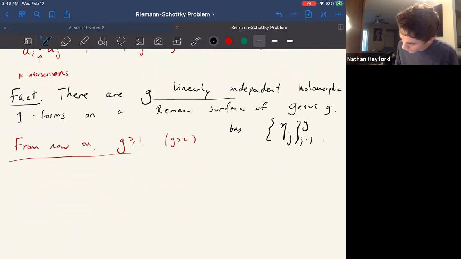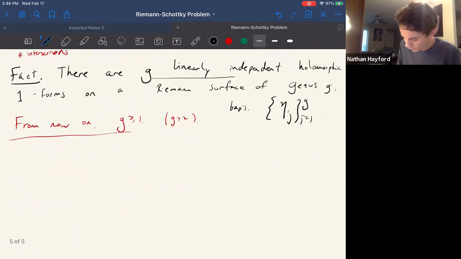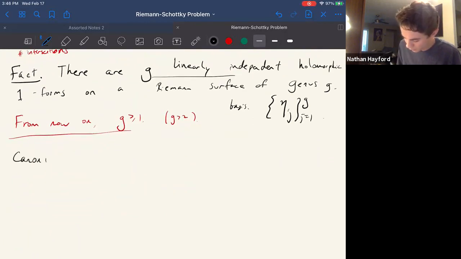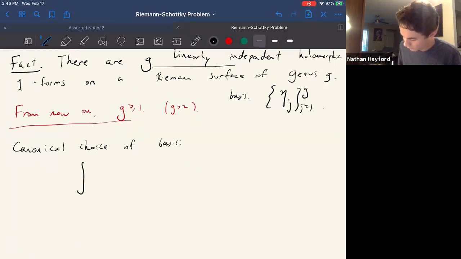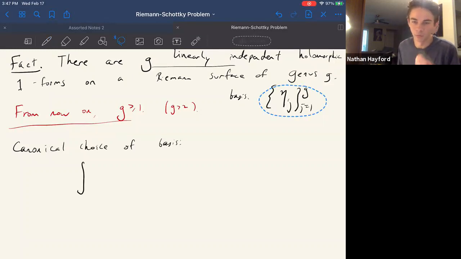So this is a basis. And it's the canonical choice, or one of the canonical choices, is chosen so that the cycles have special properties. So I have, well, G things. So I can specify G things to, well, create a unique basis.